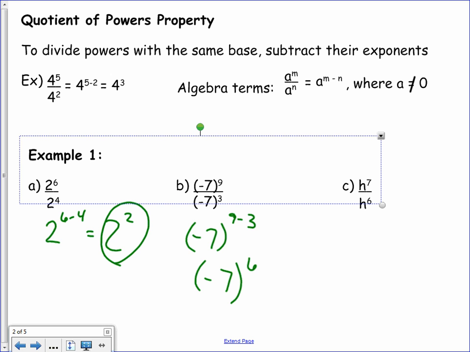And we have h to the 7th, and then we have to take 7 minus 6, which is just 1. But we don't have to write anything to the first power. That just equals the number, or in this case, the variable itself. So that'll just be h in simplest form.